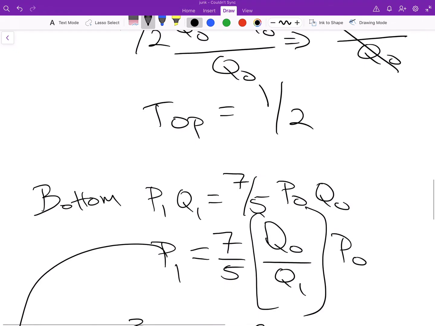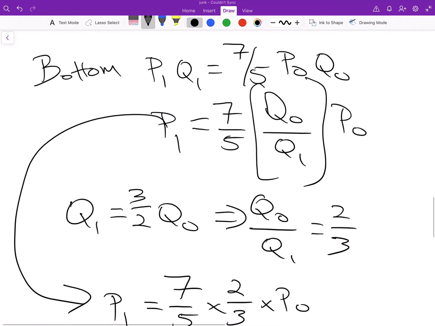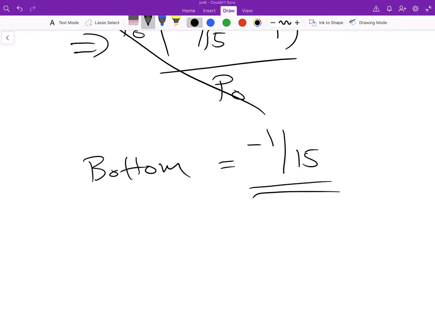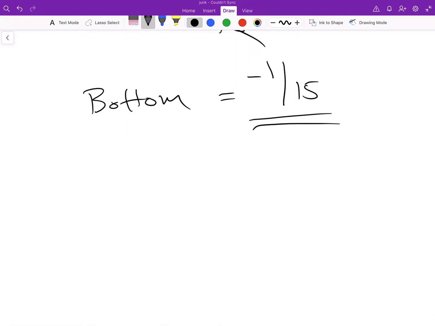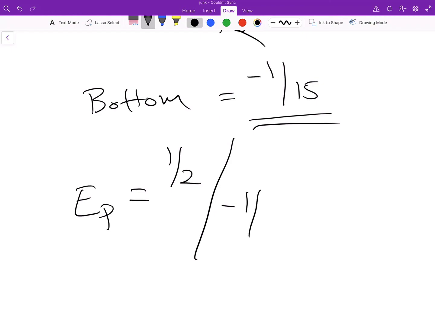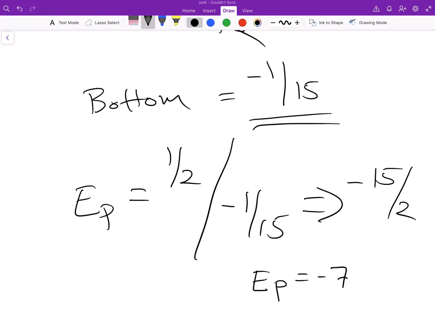So recall from up here we had the top is equal to 1/2. The bottom is negative 1/15. So top over bottom is going to be elasticity, 1/2 all over negative 1/15, which becomes negative 15/2. So our elasticity is negative 7.5. That's elastic demand, right? Which we should have expected because consumer expenditures increased 40% following a 50% increase in gallons sold.